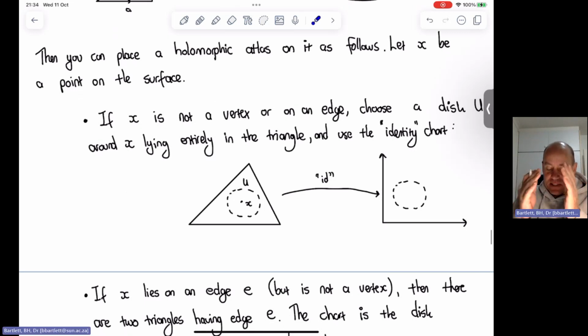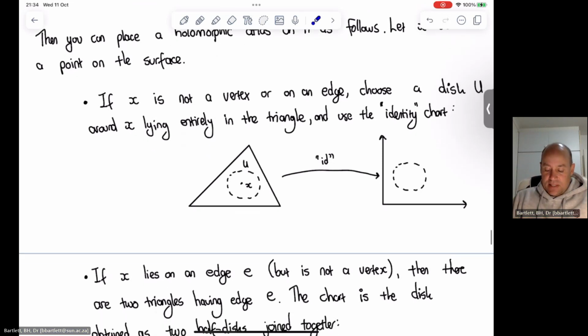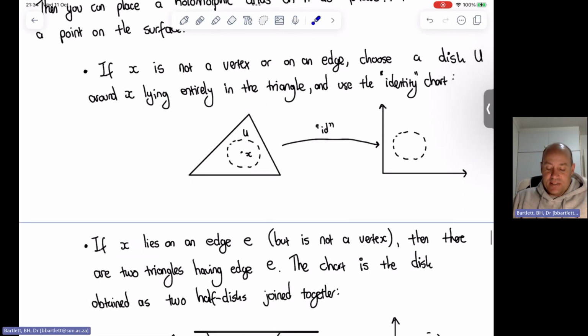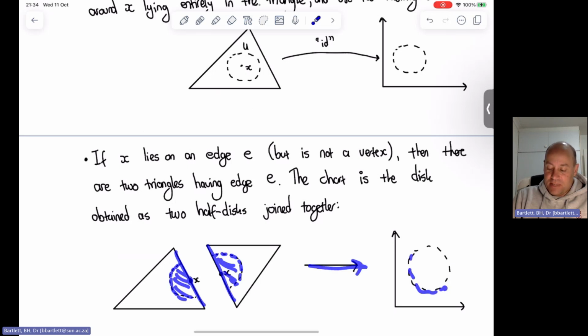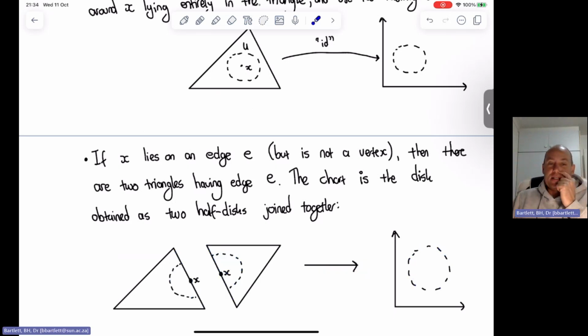Then that means there are going to be two triangles that are incident with that point. And the chart is the disk obtained as the two half disks joined together. So if this is your point X, then you're going to get a chart like this. You know there's another edge which is glued to that point. So I draw a half circle there, and then I've got these two half disks. And then my chart is just going to map that to the glued together disk. All right.